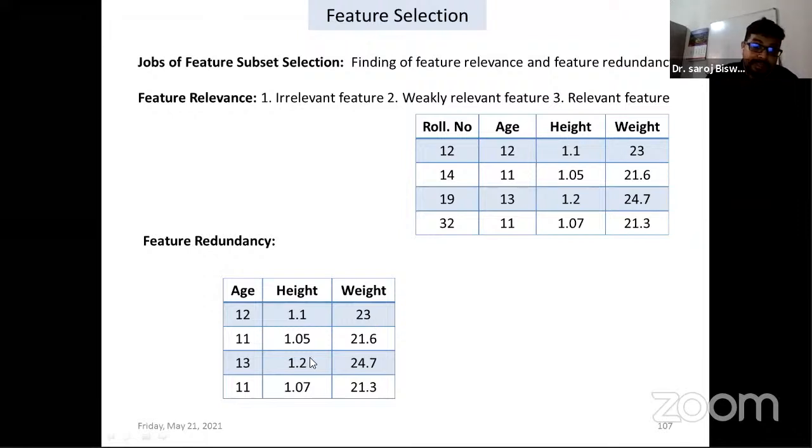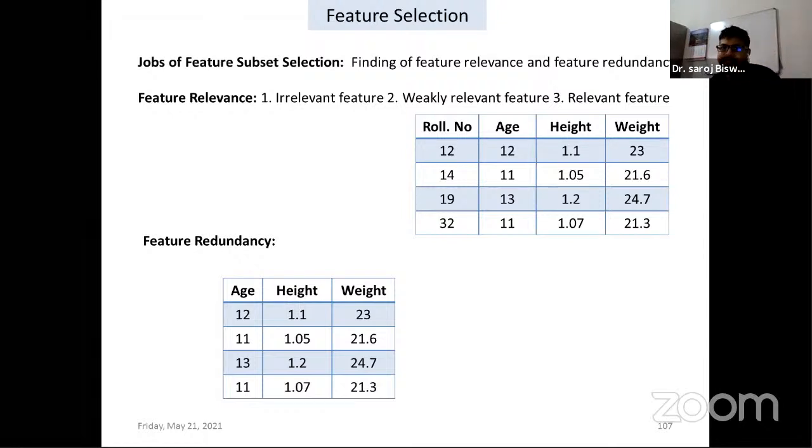Now if you find the linear relationship between age and height, we see that the relationship is the same: if one is increasing, the other is also increasing, and if it is decreasing, the other is also decreasing, for each of the observations. If so, it is believed in machine learning that if we keep one of them, the information of the dataset can still be conserved. In such a case, we can say feature age and feature height are redundant. As they are redundant, one of them should be deleted.